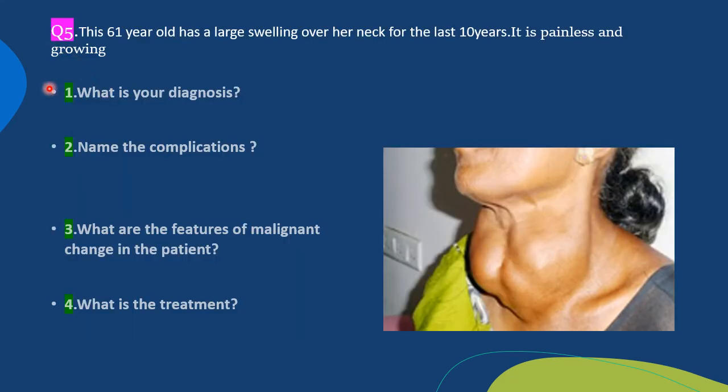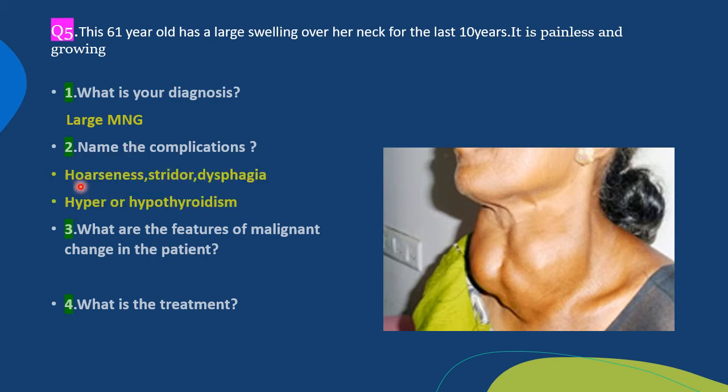Next, question number 5. This 61-year-old lady has a large swelling over her neck for the past 10 years. Okay, there's a large swelling. What is your diagnosis? The answer, large multinodular goiter. Name the complications of this condition. Hoarseness of voice, stridor, and dysphagia. Okay, these are signs of compression.